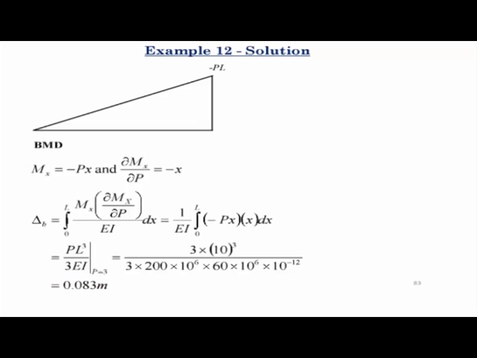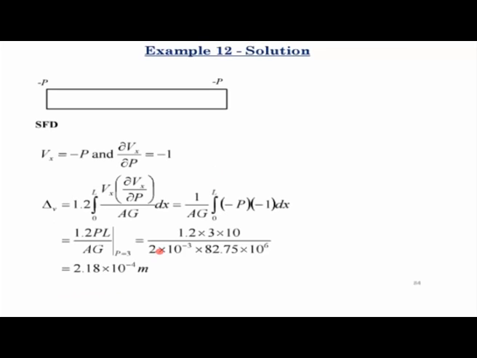So if you want to calculate the deformation due to bending as well as shear deformation, all you have to do is add these two up, 0.083 and 2.18 times 10 to the power minus 4. Again, you notice that shear deformation is of one order less than the bending deformation. So that gives you some idea about calculating the deflection of beams and frames using Castigliano's theorem.